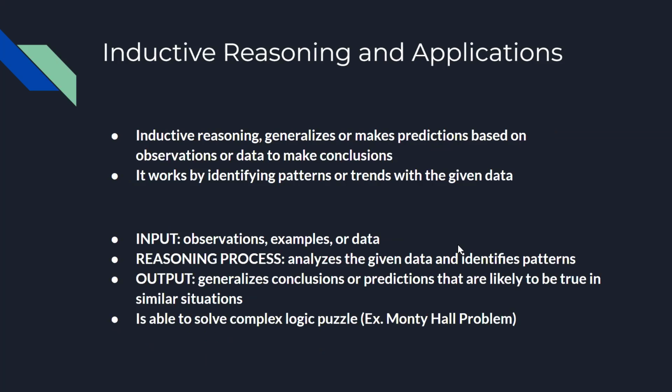So the first reasoning model that I want to talk about is inductive reasoning and its applications. The inductive reasoning model generalizes or makes predictions based on observations or data to make conclusions. It works by identifying patterns or trends within the given data. Right here you can see the input, which could be the observations, examples, or data that you insert. The reasoning process analyzes the given data and identifies patterns, and the output generalizes conclusions or predictions that are more likely to be true in similar situations.